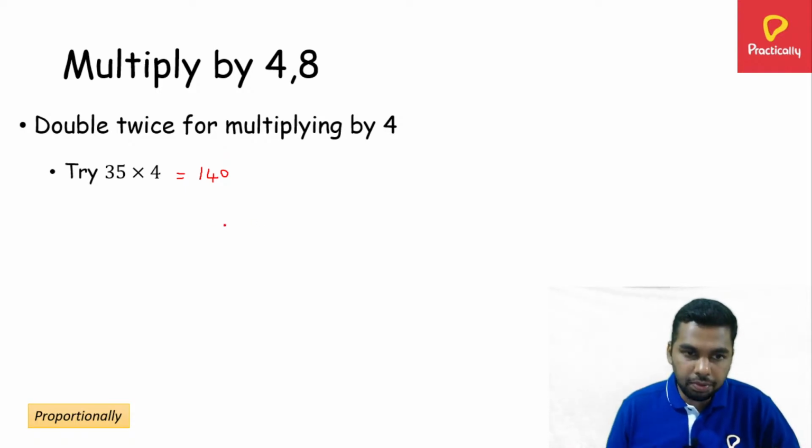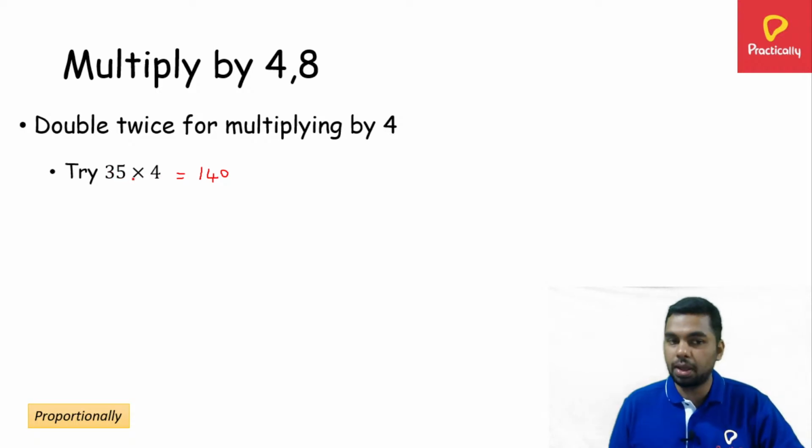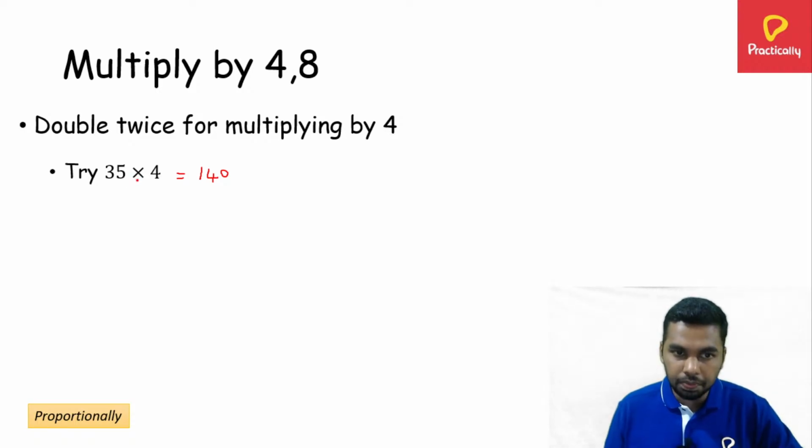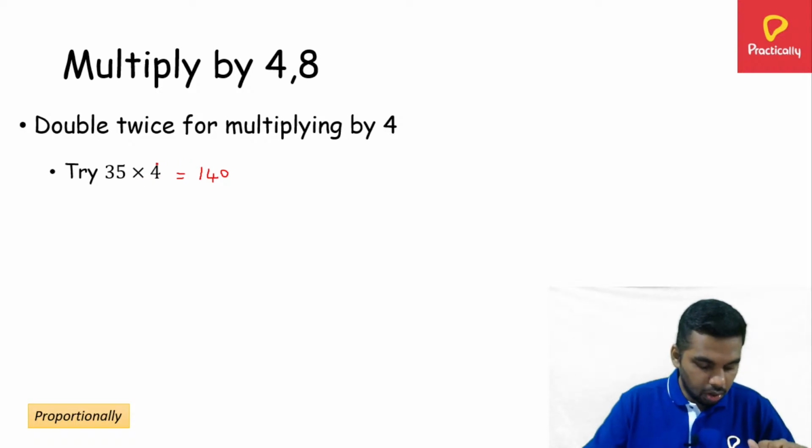Think of 35. If you find it a little difficult in the mind and you want to go slowly, you can split the number 35 as 30 plus 5. You double it: 60 plus 10. Why? Because double of 30 is 60, double of 5 is 10. So 60 plus 10 is 70, and you again take double of that. Double of 70 is 140. Got it.